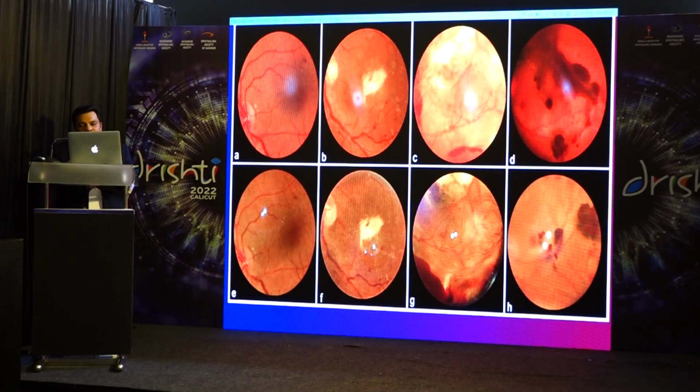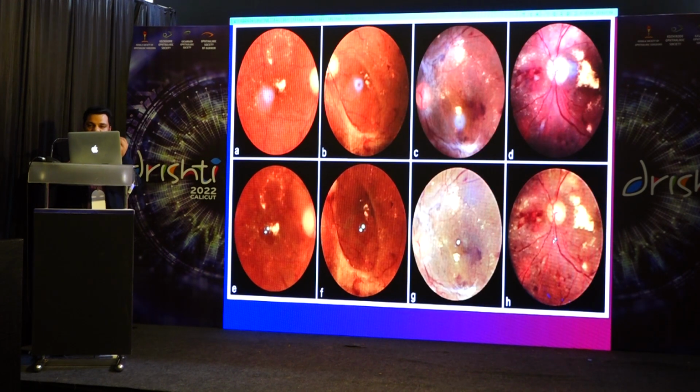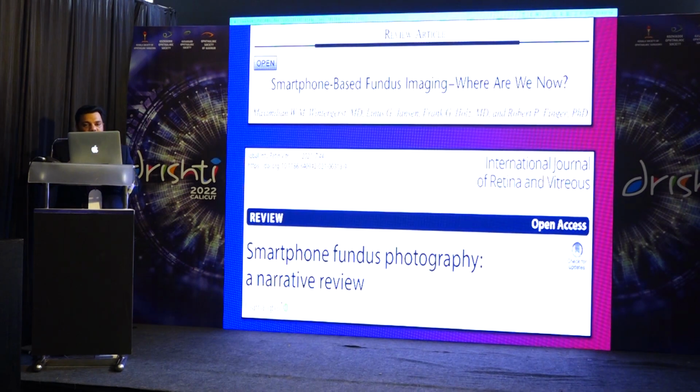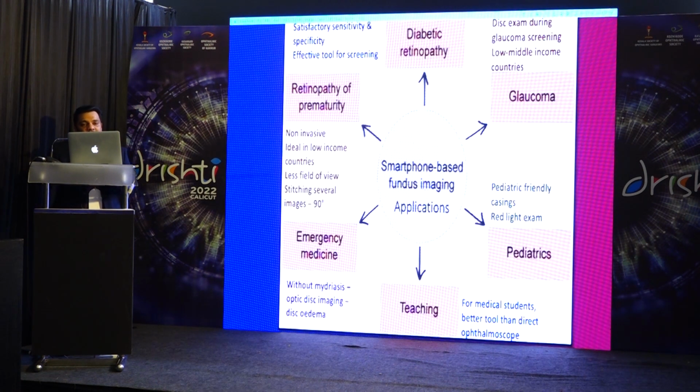So again, when you use it for DR screening, you can get pretty good images, and you can almost diagnose the disease there itself during the screening. So smartphone has definitely revolutionized, and smartphone fundoscopy has been used for diabetic retinopathy, ROP, glaucoma, even in pediatrics, for teaching definitely, and even in emergency medicine, when you're called to the emergency to see for papilledema, you can use this T3R RedCam, or you can use the smartphone based fundus imaging.